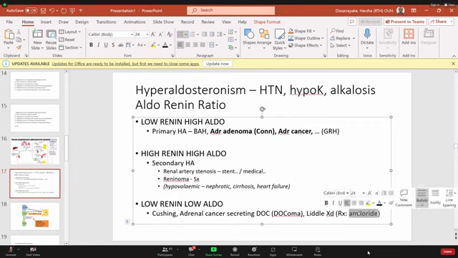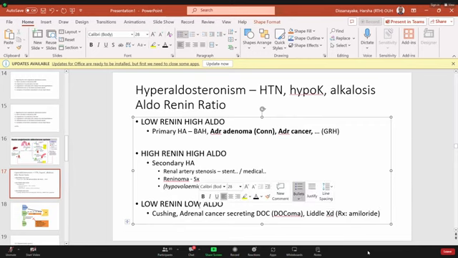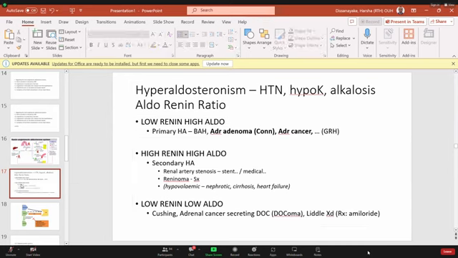This is also a reasonably common MCQ. Liddle syndrome is not treated with spironolactone, or any other mineralocorticoid antagonist like eplerenone or finerenone. Liddle syndrome, you need to block the ENaC channel, with amiloride.